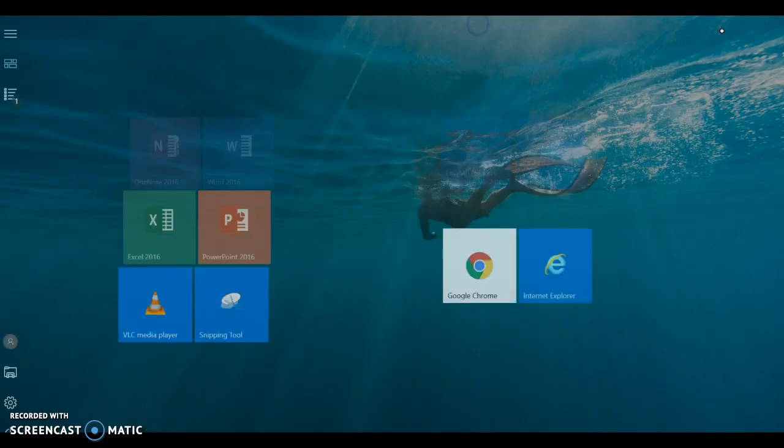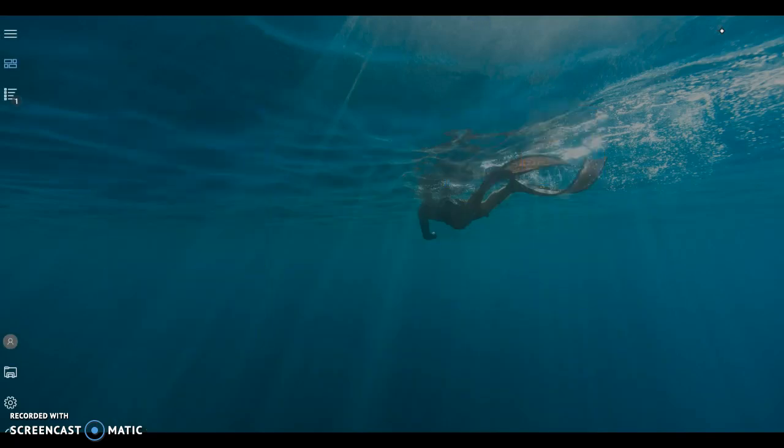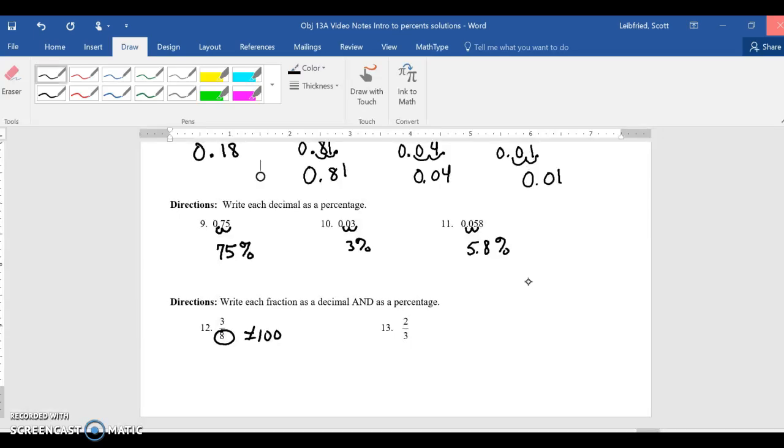So now we can go back, and we know that this is 0.375 as a decimal. So that's the first answer to the question, which was to write it as a decimal. Now, if we want to do it as a percentage, we're going to move this decimal, 0.375, 2 places to the right.